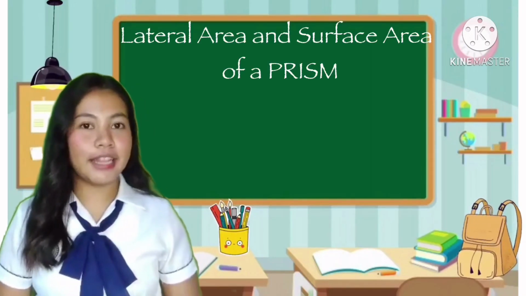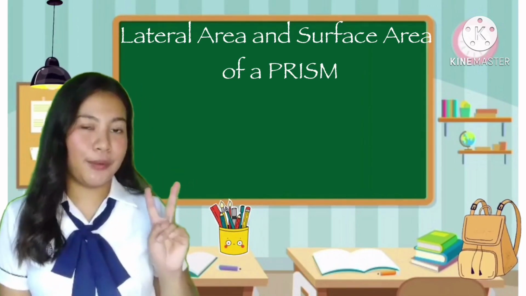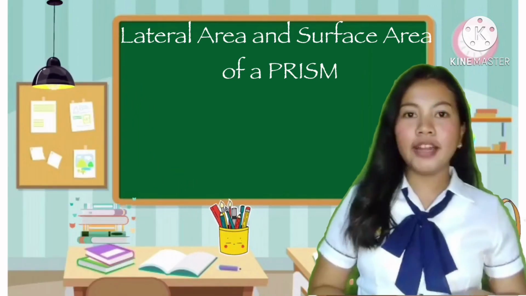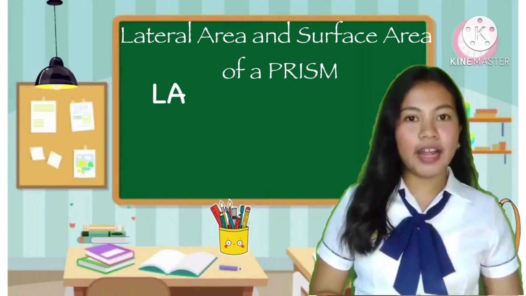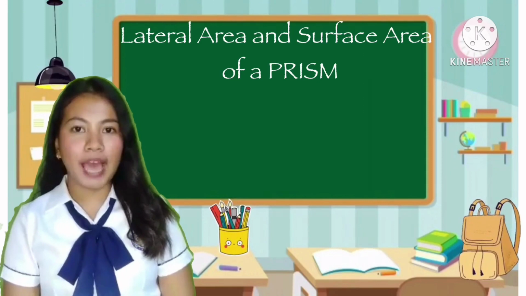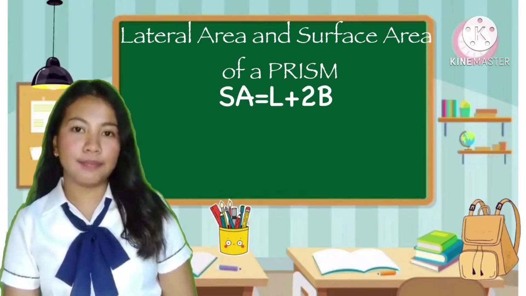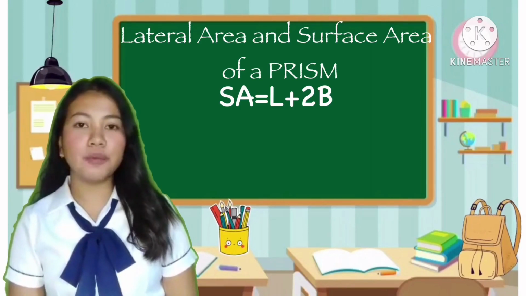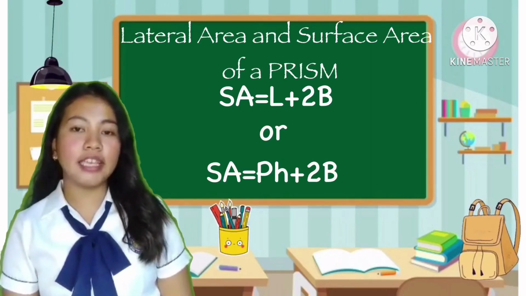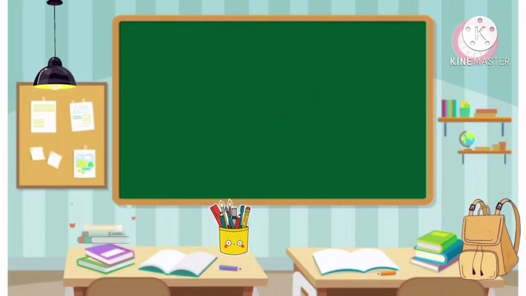So, in finding the lateral and surface area of a prism, we have two different formulas. For the lateral area, we have lateral equals perimeter times height. For the surface area, we have surface area equals lateral plus 2 times base. Or it can also be surface area is equal to perimeter times height plus 2 times the base.